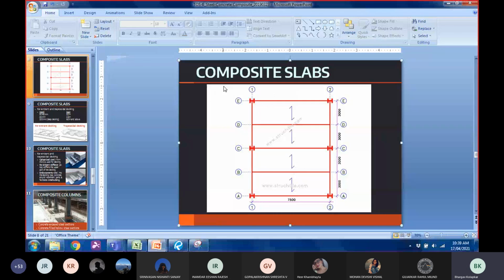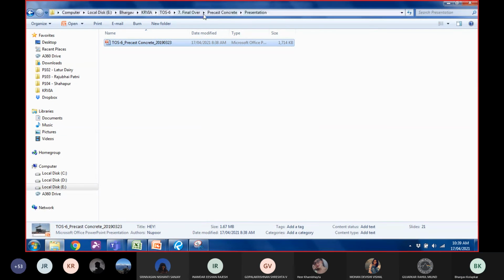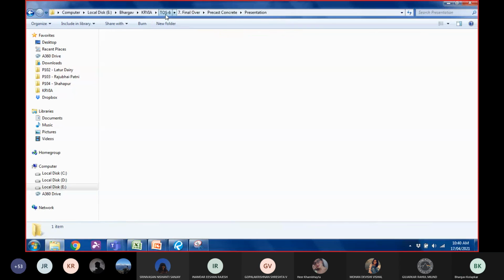So I believe we'll just stop here for now. The only thing that is pending in this topic is composite beams. We'll look at it in the next lecture, and a few other topics. Perhaps I'll just give you a summary of what is remaining.